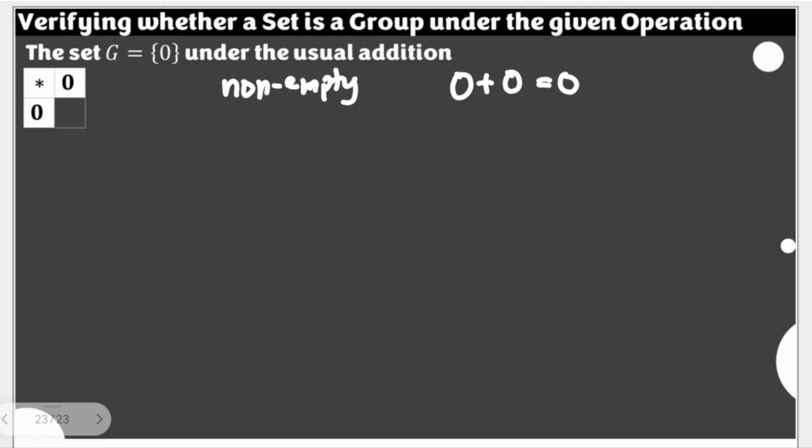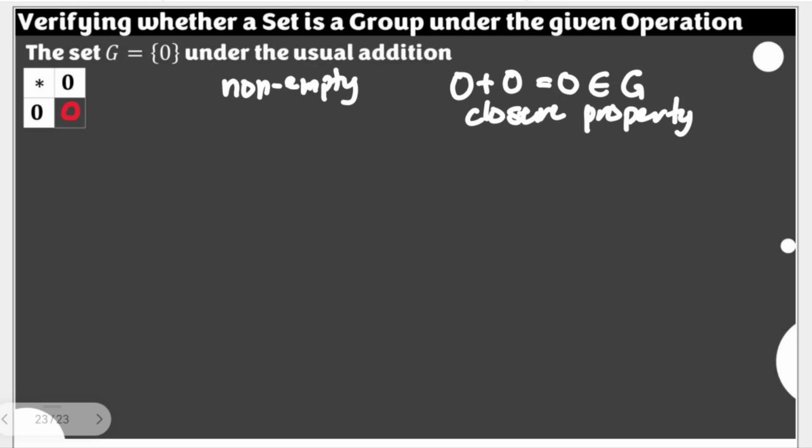Hence, we have this Cayley's table here on this side, and we can have the result for the usual addition being 0. Since 0 is an element of set G, we can say that this is closed and the closure property holds. Now with this in mind, we can proceed to our 3 conditions, G1, G2, and G3. If one of those 3 conditions is not met, then definitely this set G containing 0 is not a group under usual addition.